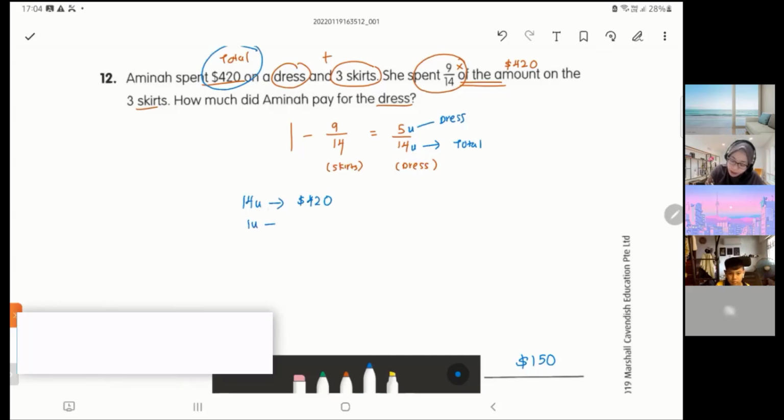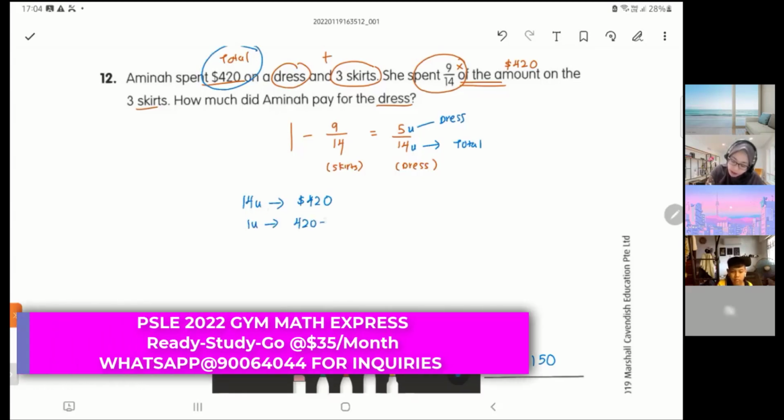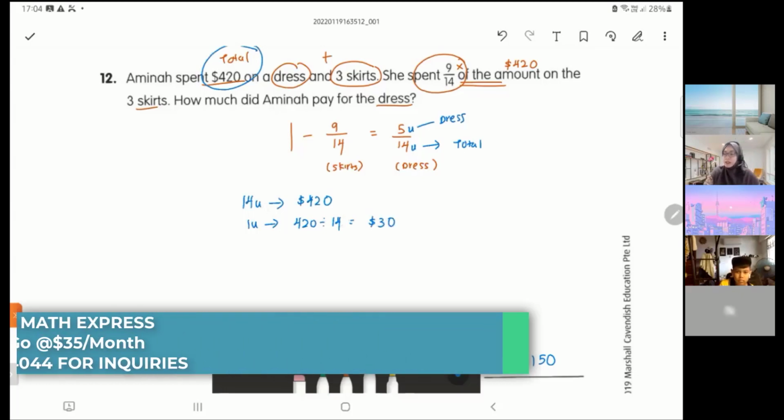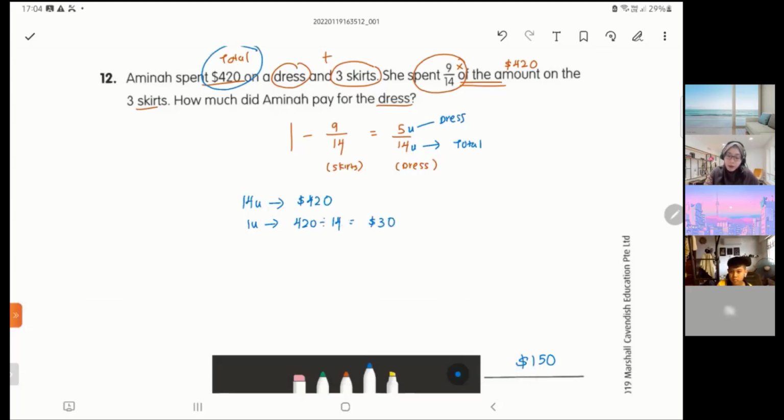Let's find 1 unit. That will be $420 divided by 14 equals $30. Am I happy with this? Not happy. Because I want to find my dress. Dress is 5 units. 5 units is $30 times 5 equals $150. So correct. Hadi was right. Good job.